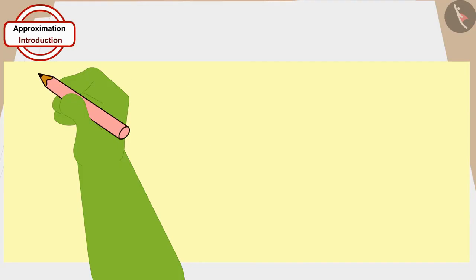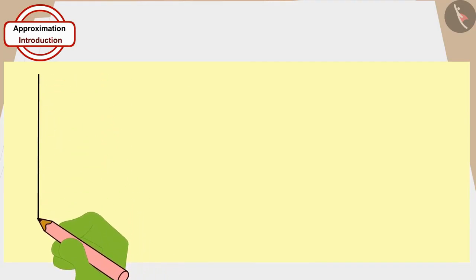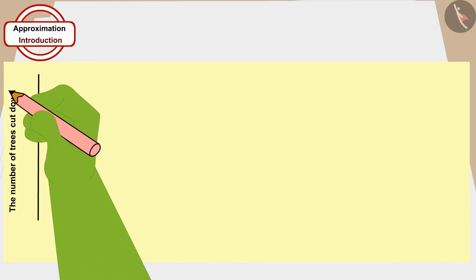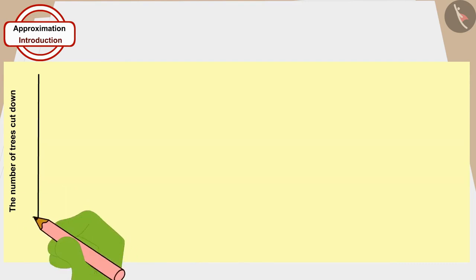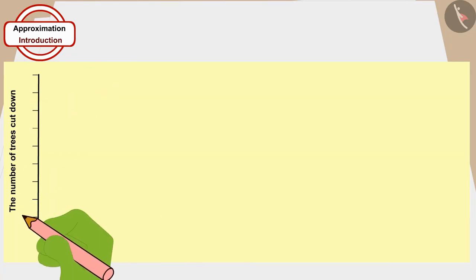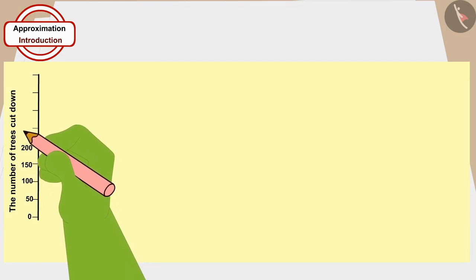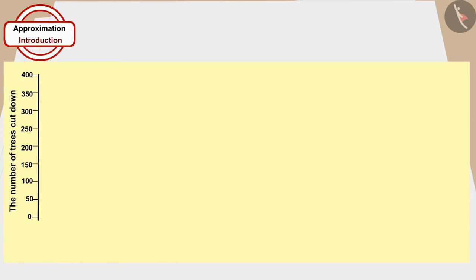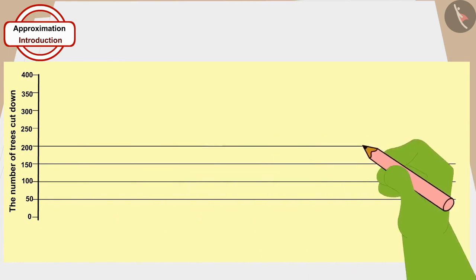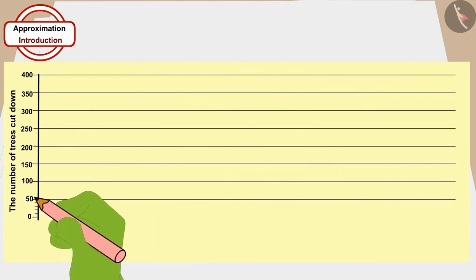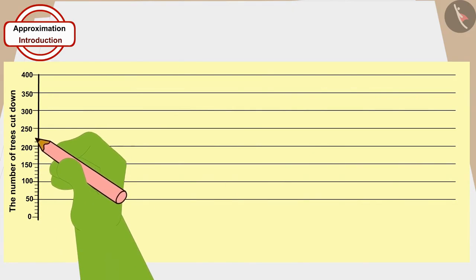Tufan immediately took a piece of paper and drew a vertical line on it, depicting the number of trees cut down every month from the beginning. On this, he wrote numbers at a gap of half a centimeter from 0 to 400 in increments of 50. He drew a horizontal line from each number. Then, in between every two numbers, he drew 4 small lines at equal distance.